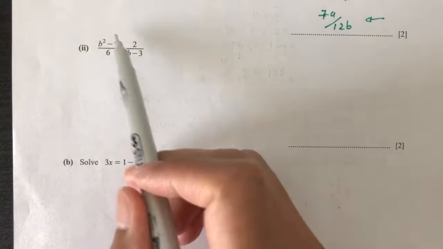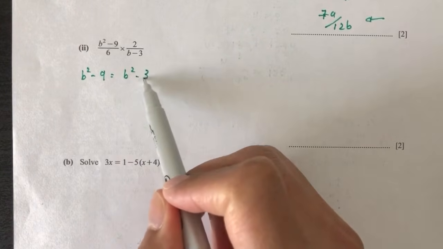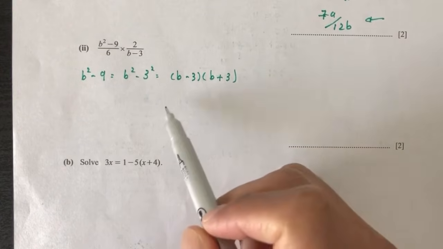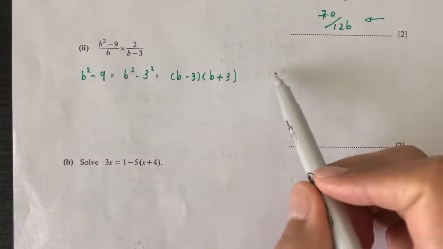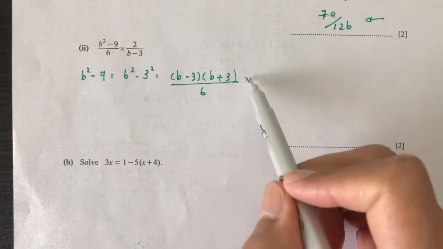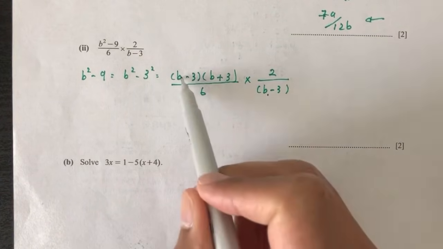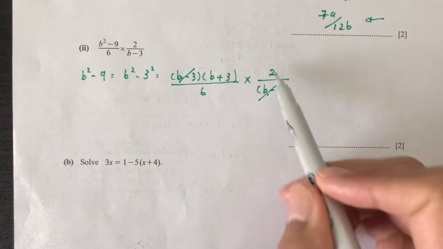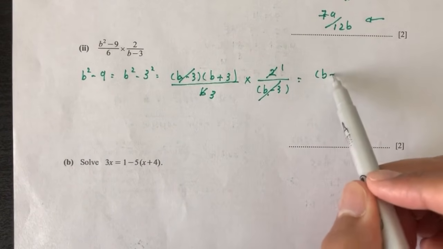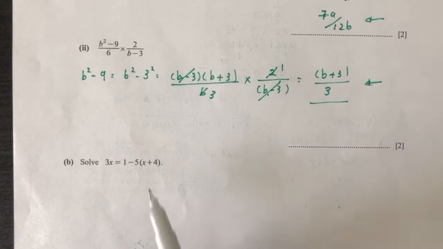So let's simplify this. So we know b squared minus 9 is equal to b squared minus 3 squared, which is (b minus 3)(b plus 3). If you replace this back in the fraction, this will be over 6 times 2 over b minus 3. So as you can see, this and this are the same. We can cancel each other out. Divide by 2, we have 1, 3. So we will have (b plus 3) divided by 3. And this will be your answer for part B.